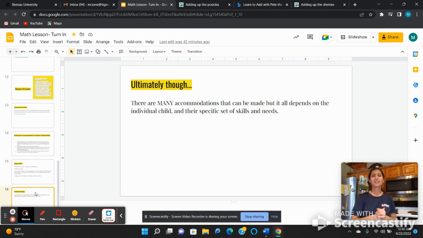Ultimately, I put this at the end because there are many accommodations that can be made, and it all depends on the individual child and their specific set of skills and needs.